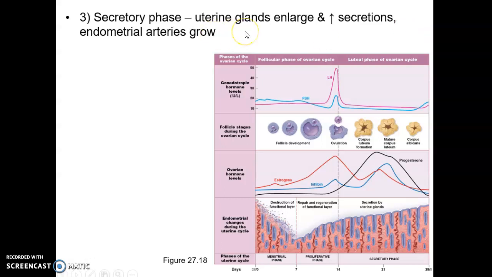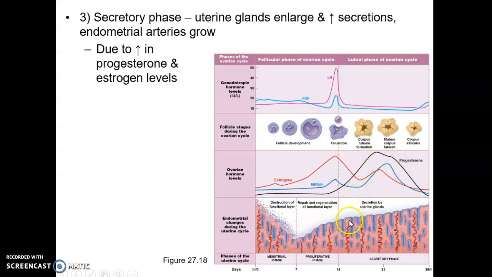So with the secretory phase, the uterine glands enlarge and they increase secretions, and that contributes to growth of the endometrial arteries, all in preparation for the potential arrival of the fertilized oocyte if sexual intercourse is to occur and if the oocyte gets fertilized. And if that happens within the uterine tube, 7 to 10 days later, the developing zygote would potentially implant in the uterine wall.